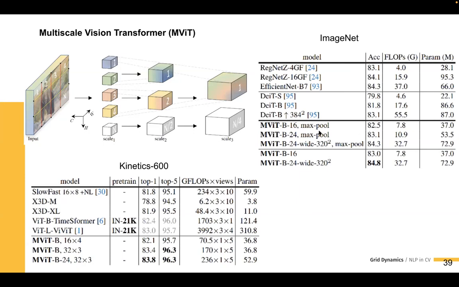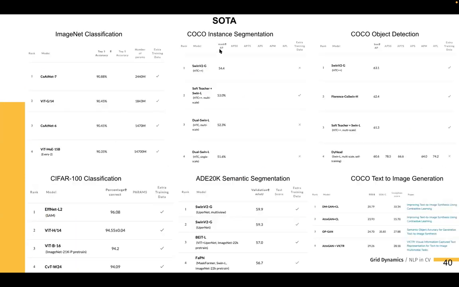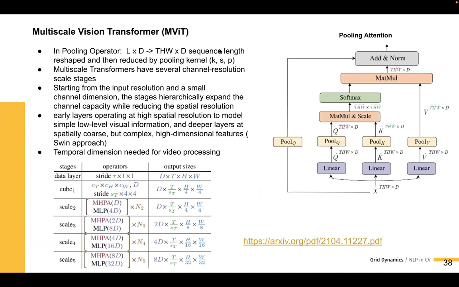Okay, so the multi-scale visual transformer. I don't have a lot of time for now to discuss what is going on, but it is just a trick with contraction with the number of words in the original attention mechanism.